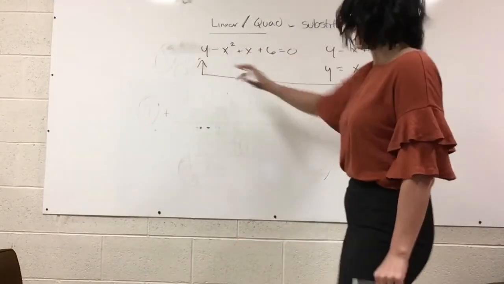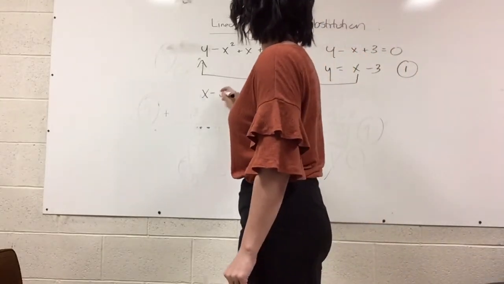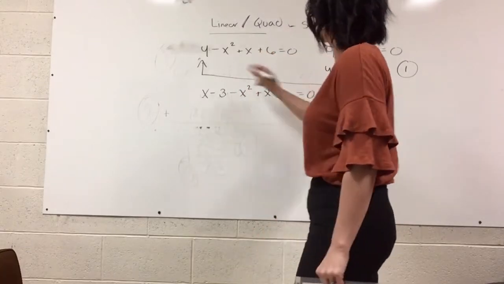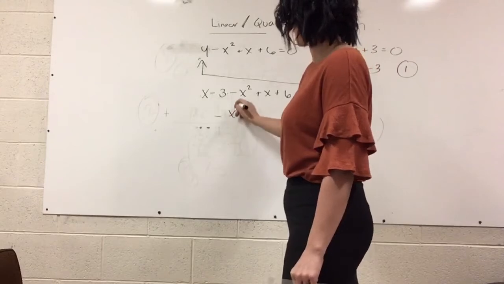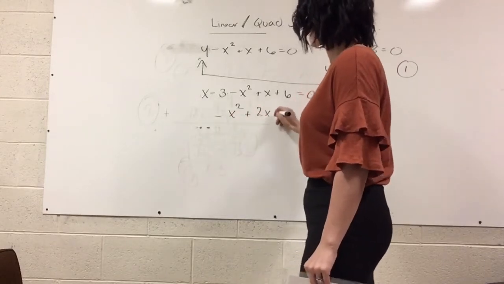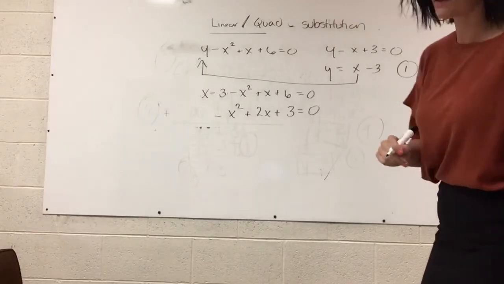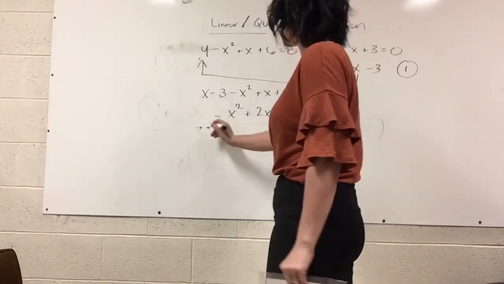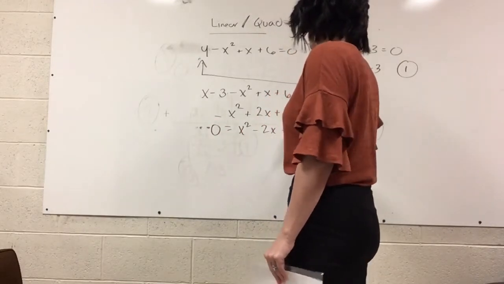So since this is y, and y equals x minus 3, instead of writing y, I'm just going to write x minus 3. So I end up with this. So this, replace this. Then I'm going to just collect my like terms, so minus x squared plus 2x plus 3 equals 0. As soon as I see a quadratic, I know I'm going to have to factor. I don't want to factor with a negative in front, so I'm actually going to move everything to the other side. So I end up with 0 equals x squared minus 2x minus 3.